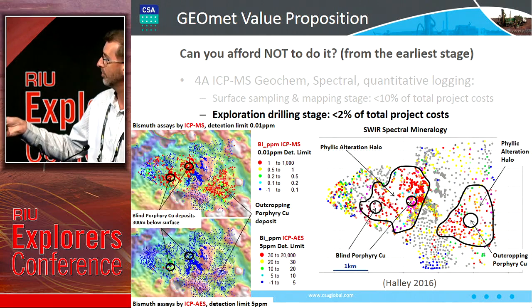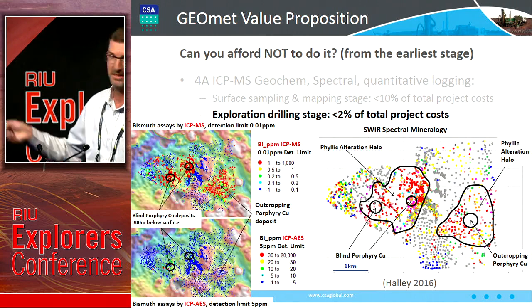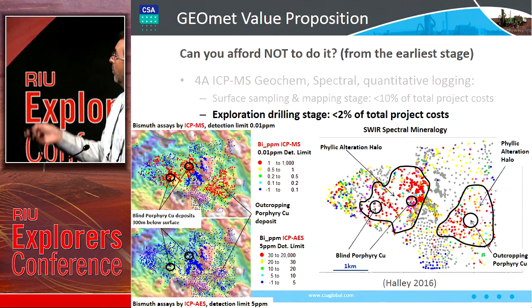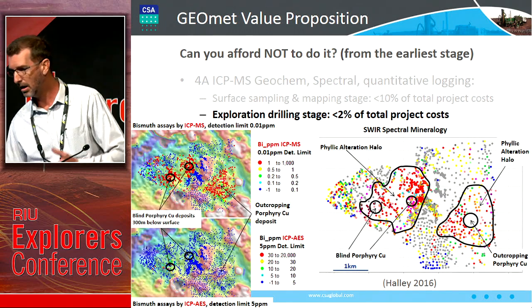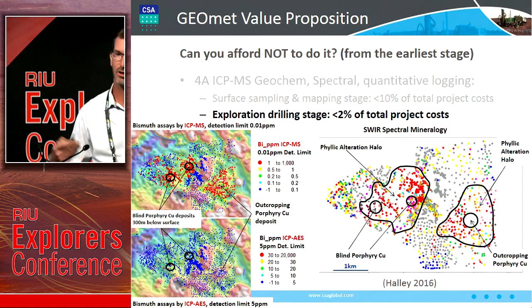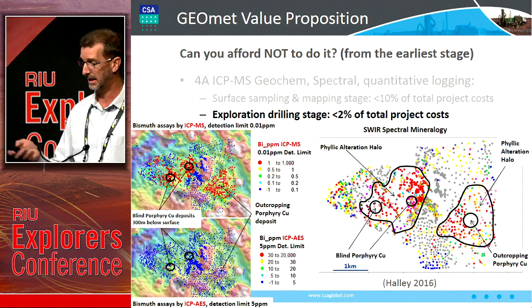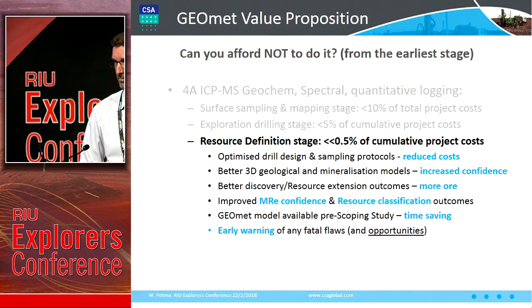There's known blind porphyries here, they've been drilled. Here, they stand out like a sore thumb. The exposed porphyry and the blind porphyries. Again, if we incorporate the spectral mineralogy, we see the same patterns forming, and the combination of those two data sets give you the impetus to be able to drill these targets that you might not otherwise choose to drill.